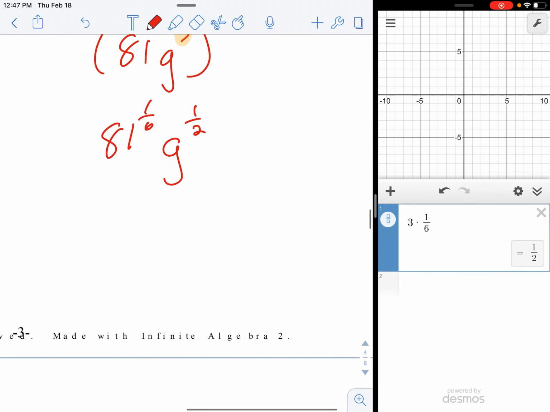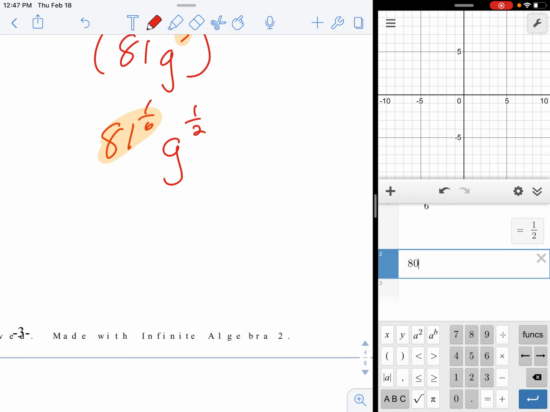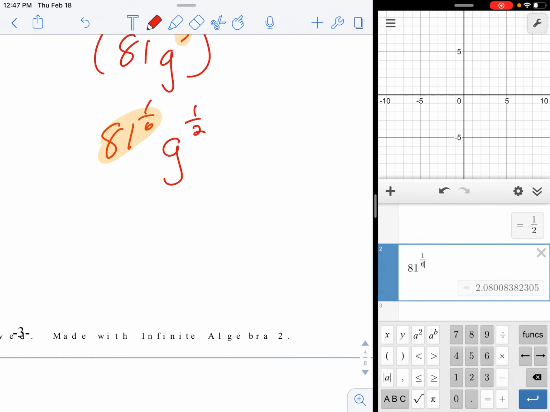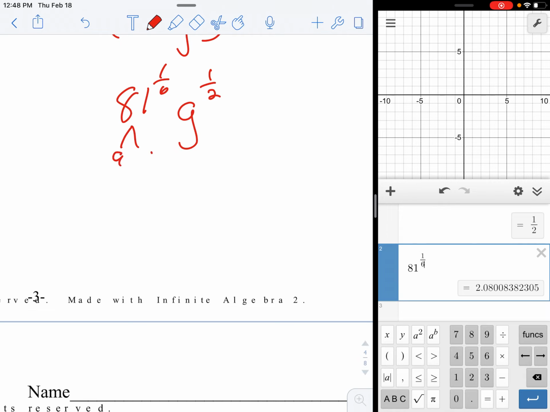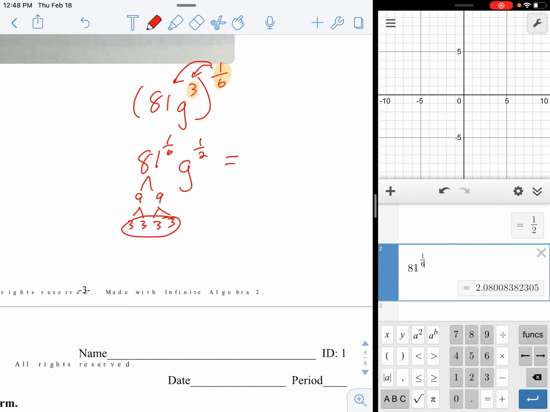And then can I simplify this? Let's check. 81 raised to the 1/6. Ooh, not so much. But what I can do is make a tree out of 81. 81 is 9 times 9, 3 times 3, 3 times 3. So that's 4 of them. So this is 3 to the 4th power to the 1/6, g to the 1/2.